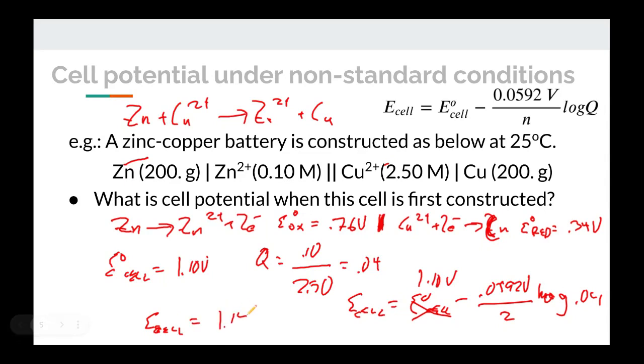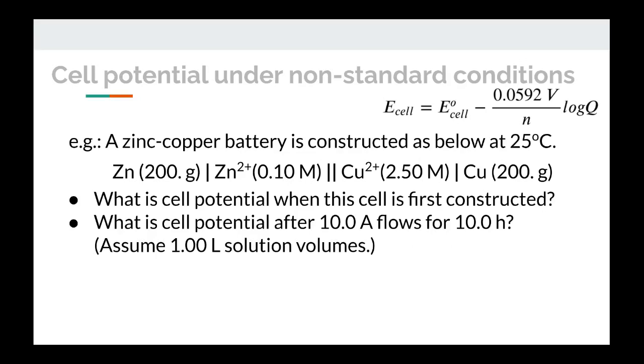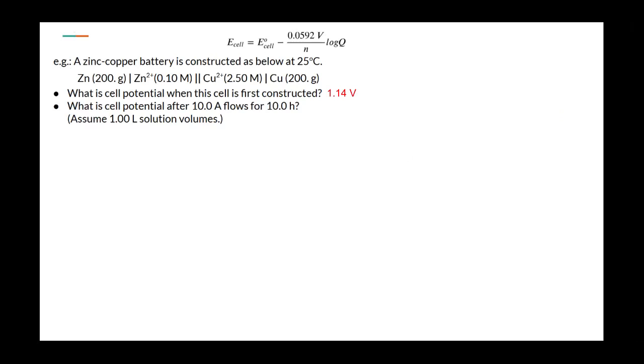So when we calculate this all out, our cell potential is 1.14 volts. Next, we want to know what's the cell potential after 10 amps flows for 10 hours in this voltaic cell. And we're assuming 1 liter of solution volumes. Well, we're running out of space here, so we're going to switch to a different spot where we have more room to work and solve this problem. Previously, we had calculated that the cell potential when this was first constructed is 1.14 volts. The question now is, what's the cell potential after 10 amps of current flows for 10 hours?